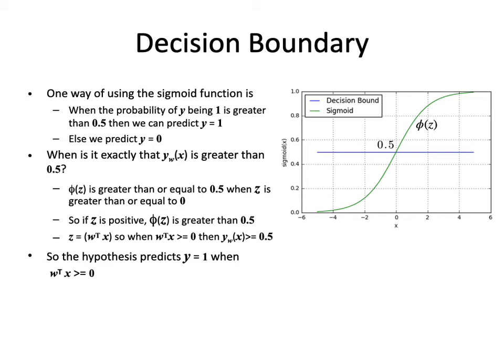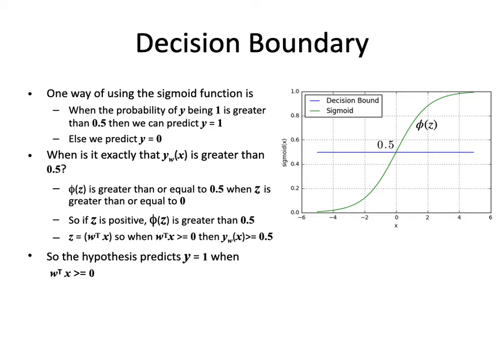As we can see, the output of the sigmoid function is asymptotically bounded between 0 and 1, and when the probability of y being 1 is greater than 0.5, then we predict y is equal to 1, else we predict y is equal to 0.